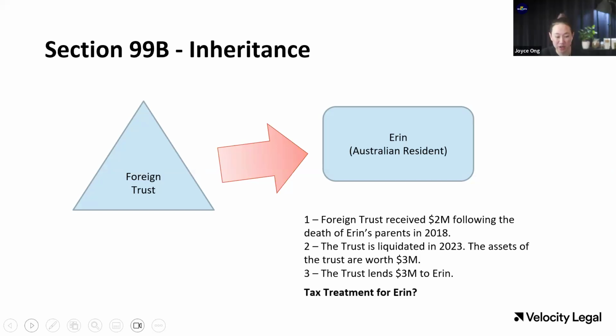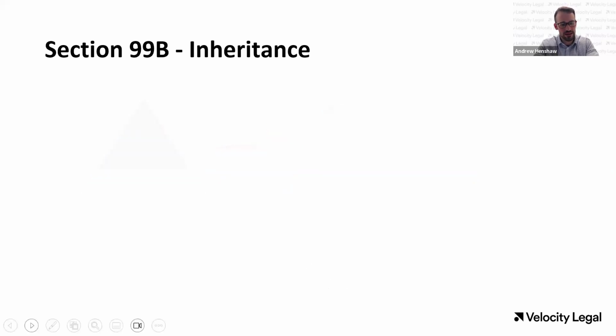Yeah, this could be quite common. It often comes up with inheritances, because with inheritances there are more trusts that exist than otherwise. Discretionary trusts are otherwise mainly seen in New Zealand and the UK.